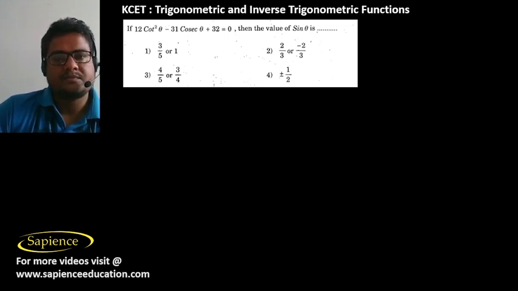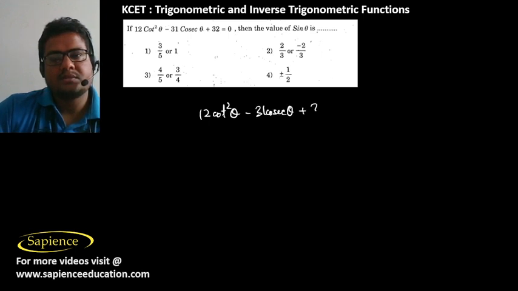So here it is told that 12 cot square theta minus 31 cosec theta plus 32 is equal to 0. Then we have to find the value of sine theta.